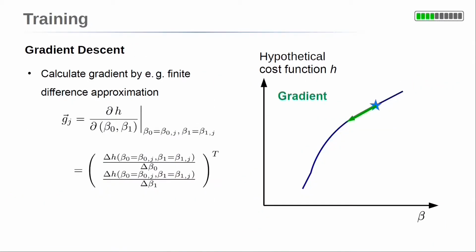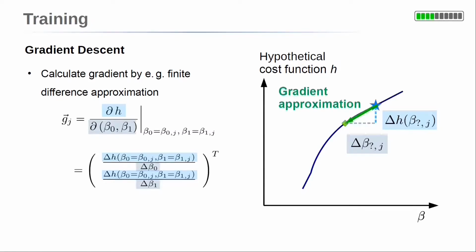A gradient can be calculated by a finite difference approximation at a certain point in parameter space. Here, this point j is denoted by beta 0j and beta 1j. The finite difference approximation calculates variations of the cost function by small variations of the parameters. These differences are divided by the length of the corresponding small variations of the parameters.